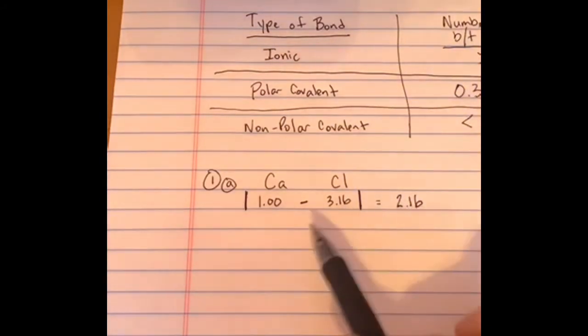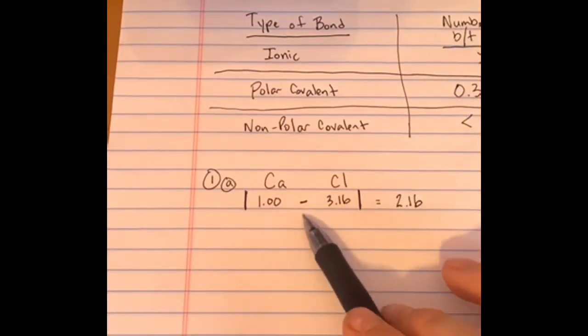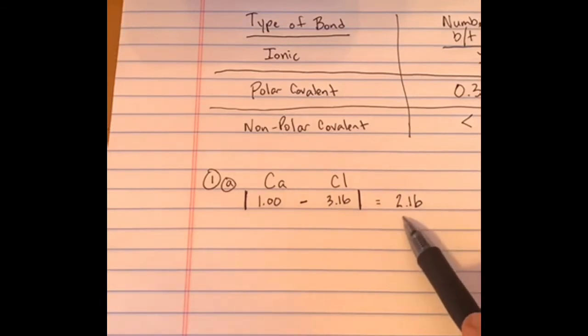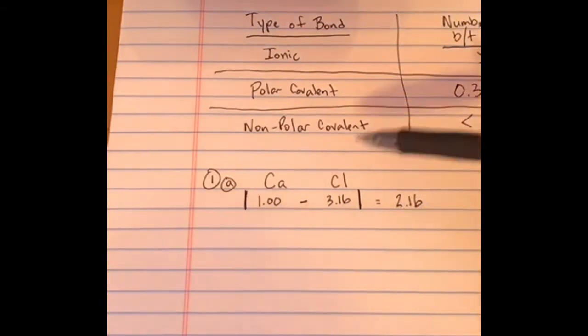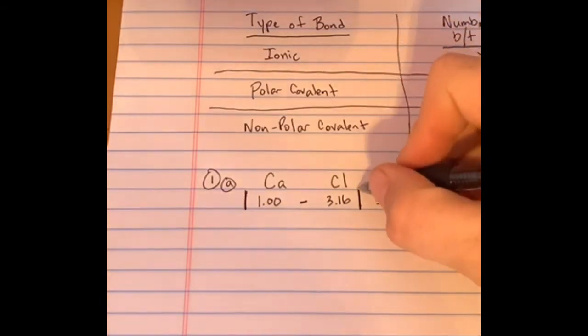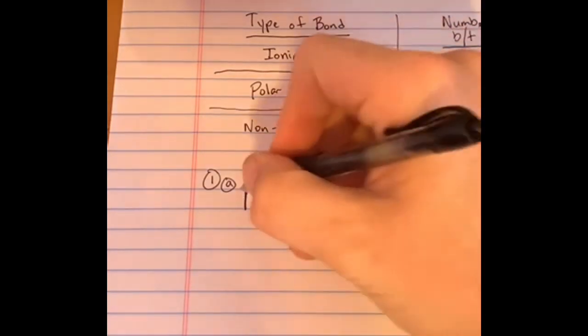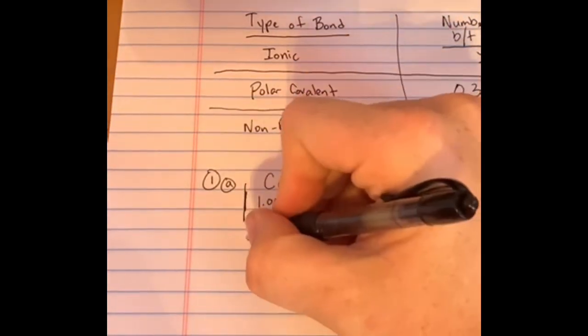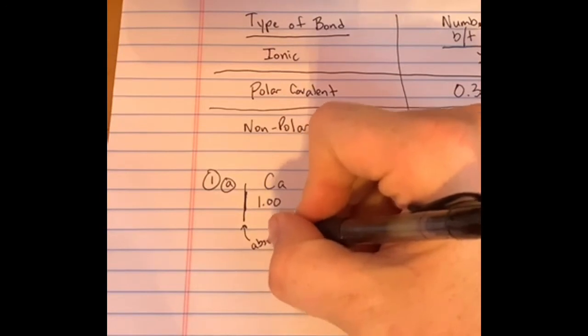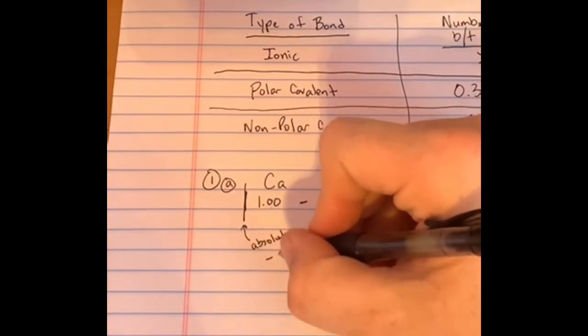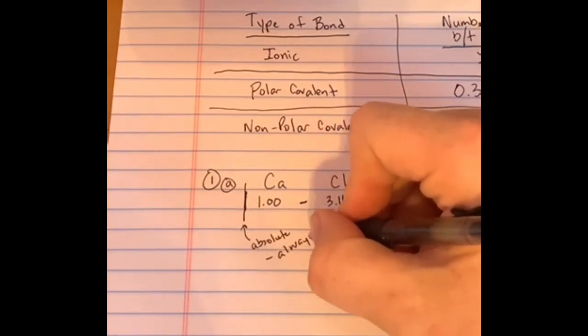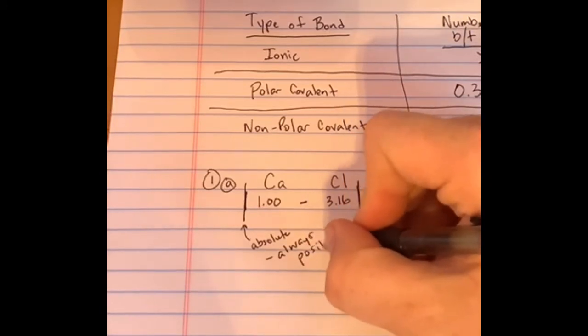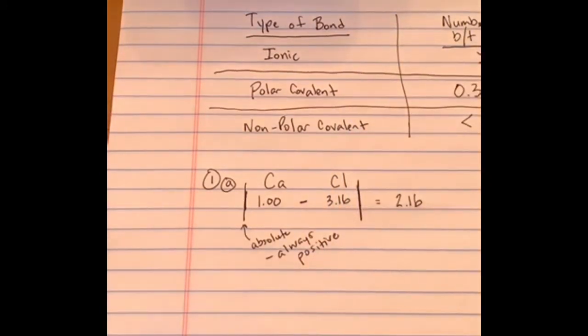Now I know what you're saying. That should be negative, right? 1 minus 3.16 should be negative 2.16. But remember that the absolute, these bars meaning absolute, it's always positive. Okay? Always positive. And if you know that, you don't really need to write the absolutes on there. Just write out the positive value of it. Instead of it being a negative 2.16, it's a positive 2.16.